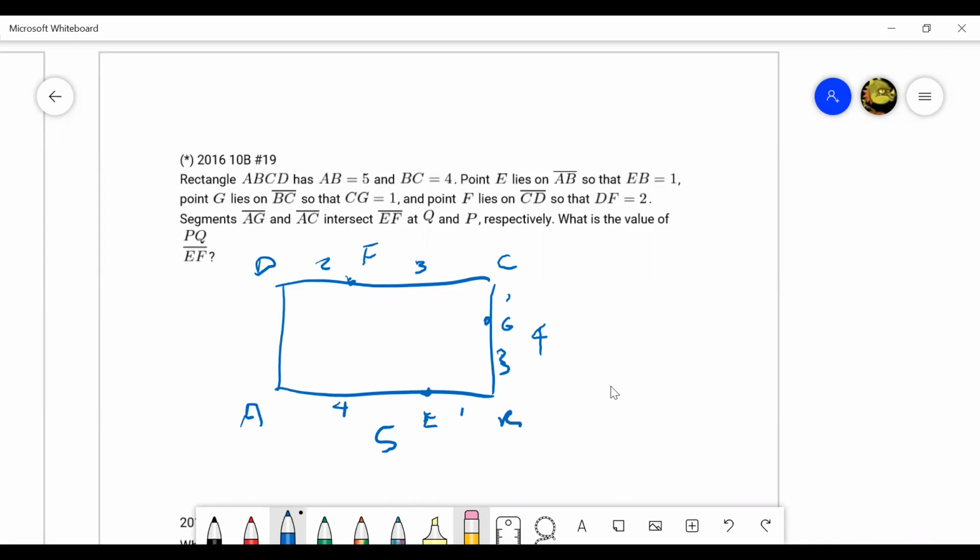All right, so now segments AG and AC are drawn like this, and EF like that. They intersect at these 2 points. All right, and this would be Q, this would be P, and the question asks for the value of PQ over EF.